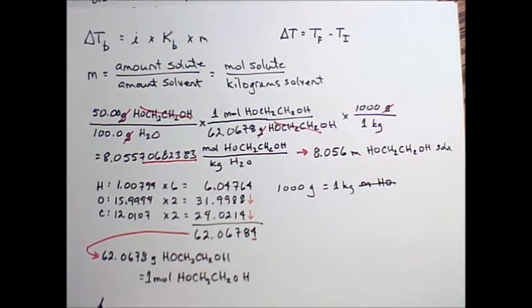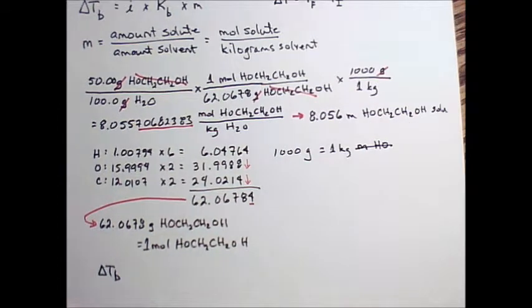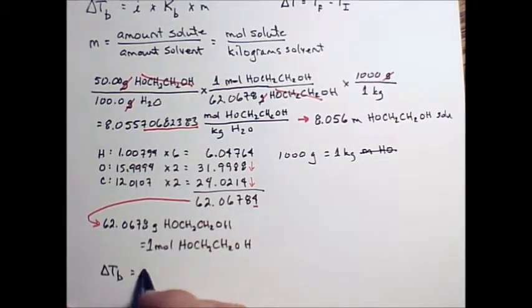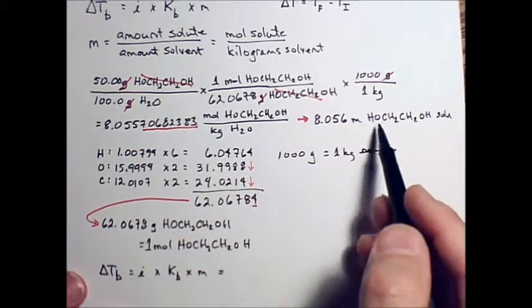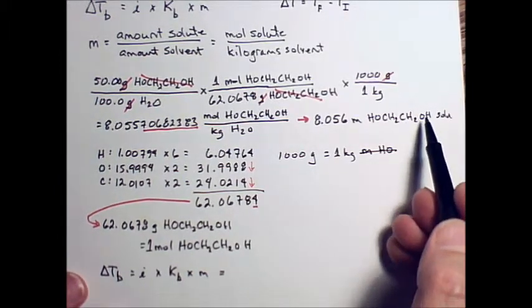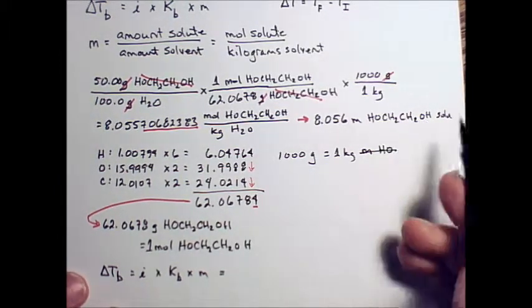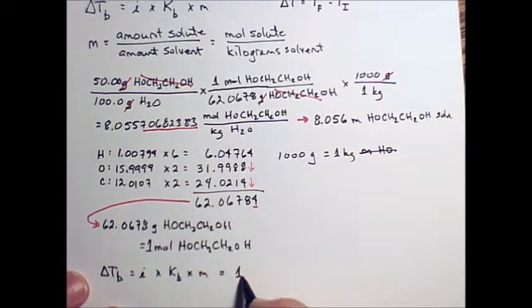So down here we're going to have delta T subscript B, the boiling temperature change, equals i times K sub B, the boiling point constant, times M. We're going to plug in i. Well, this is a molecule. It's not ionic. It's not acidic. It's a molecule, so i has to be 1.